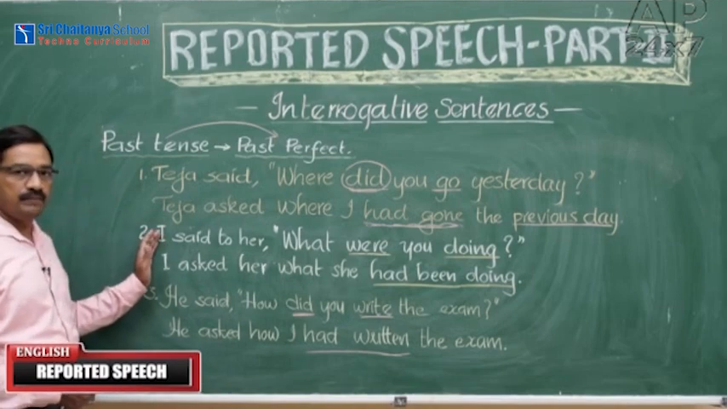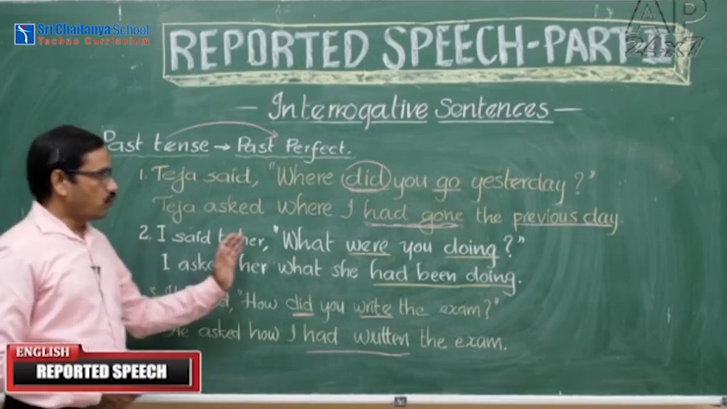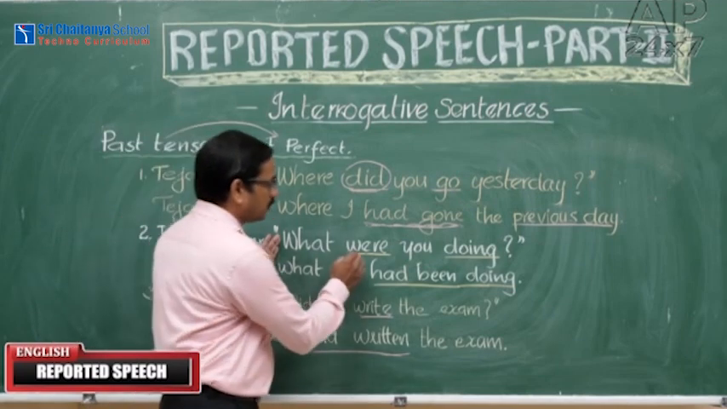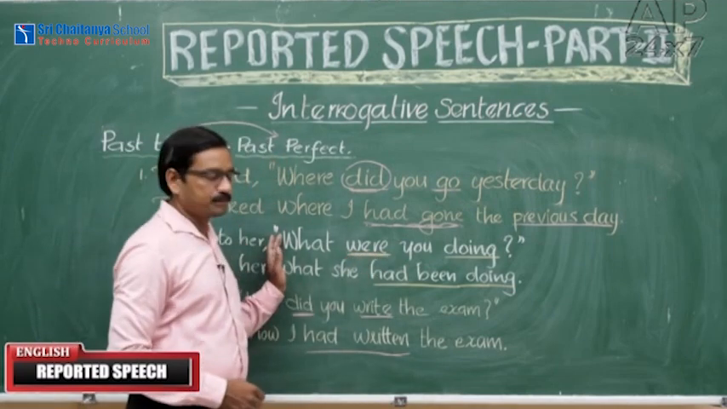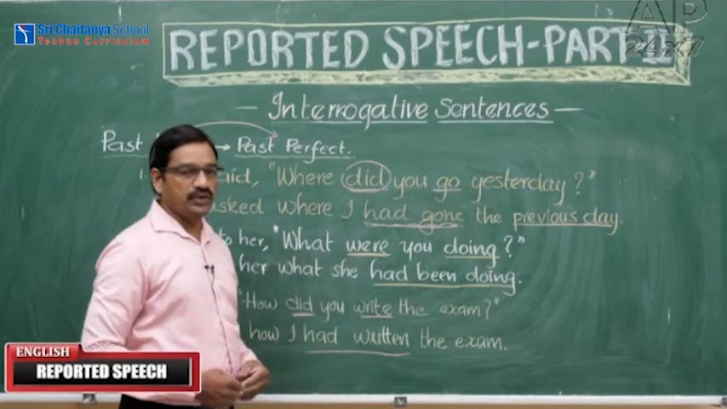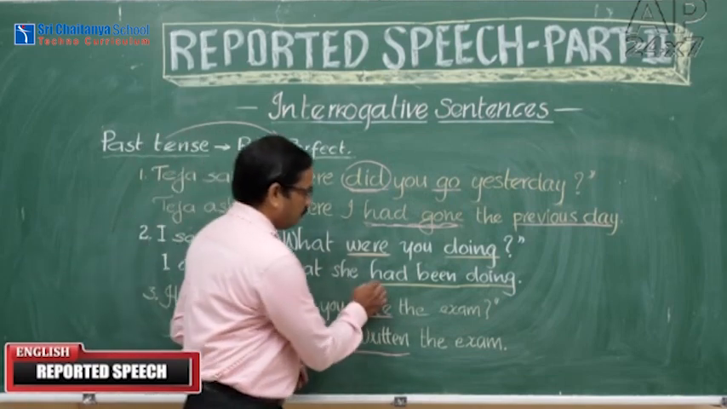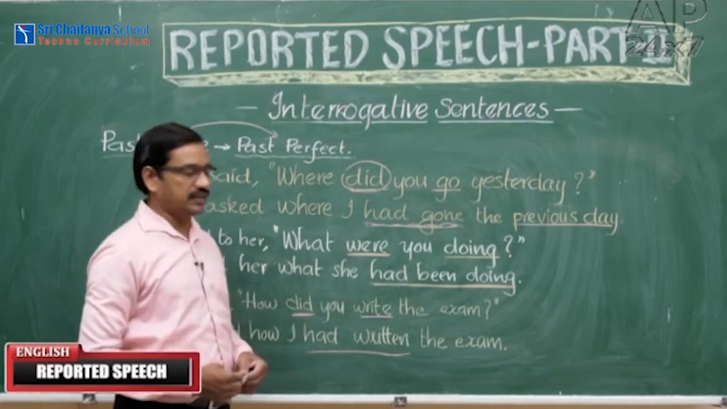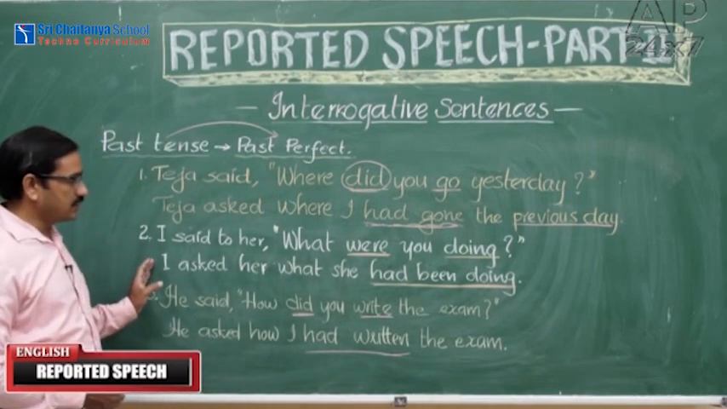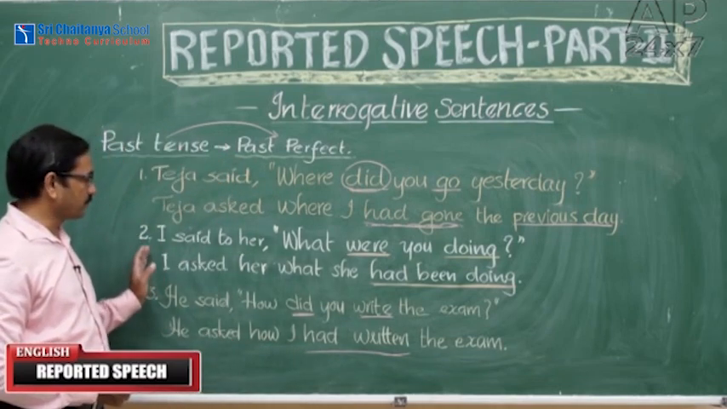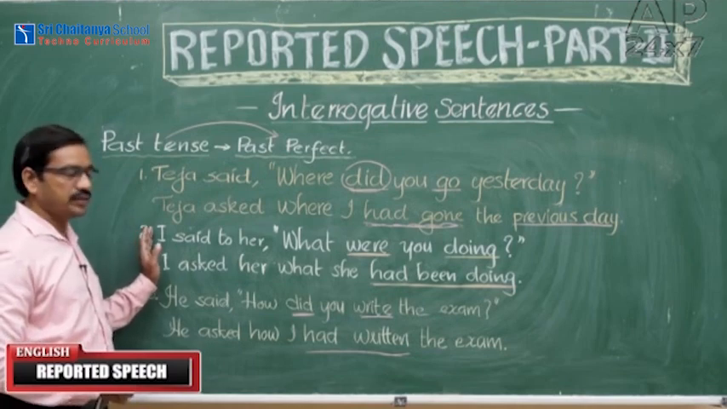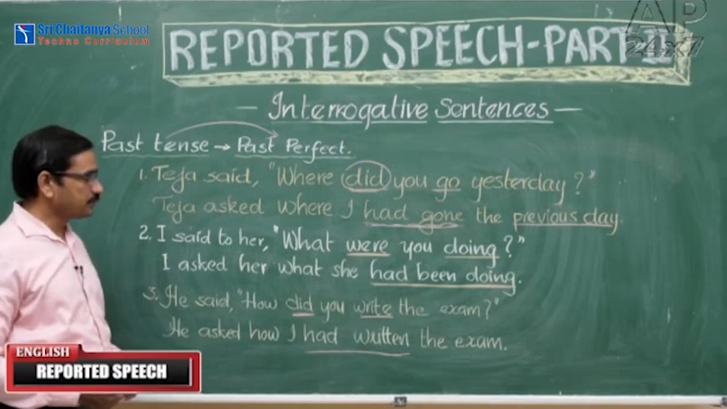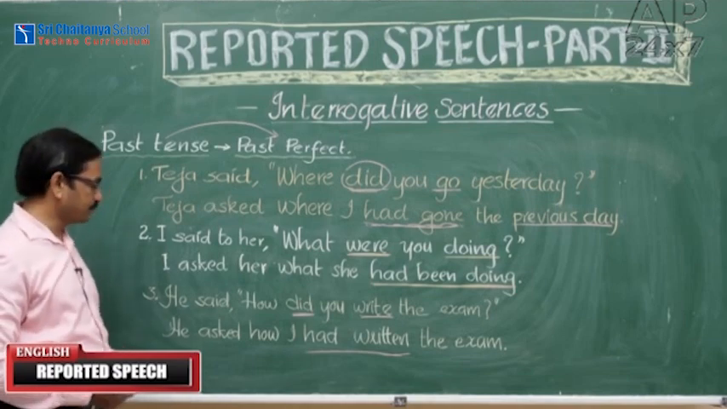Another example, I said to her, what were you doing? Were is the past tense here, were doing. We changed it into past perfect form, that is here had been doing, past perfect continuous. I asked her what she had been doing. I said to her, what were you doing? The answer became indirect speech. I asked her what she had been doing.